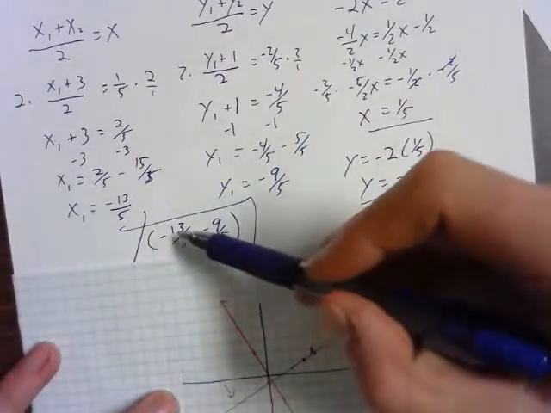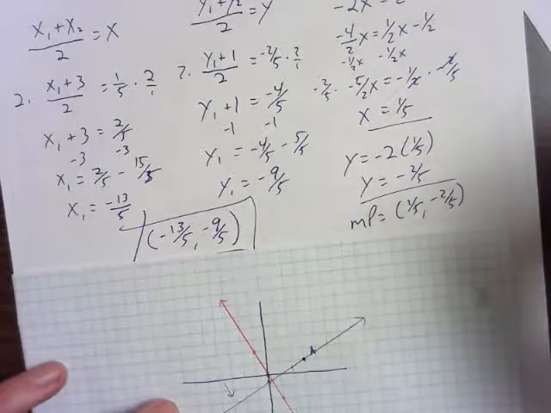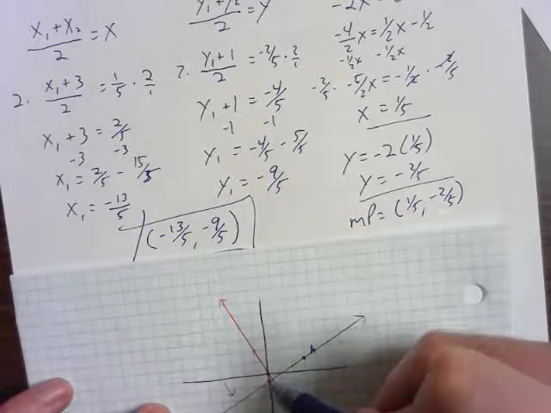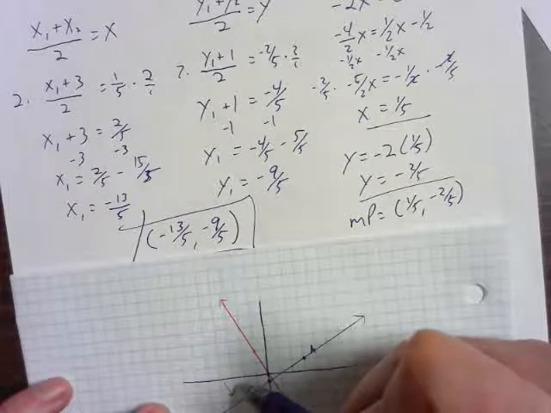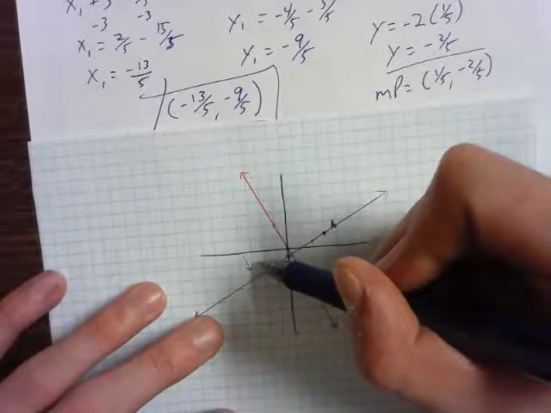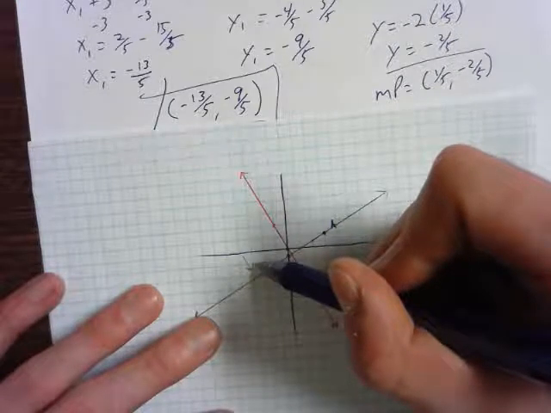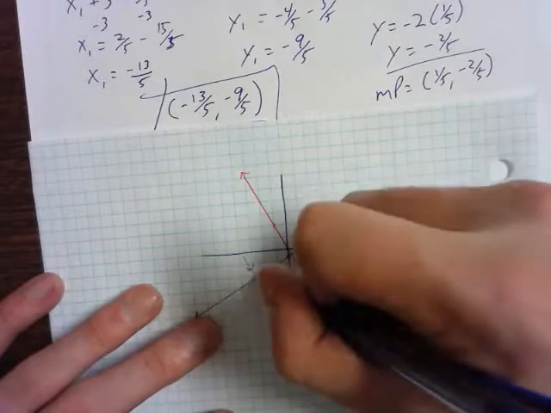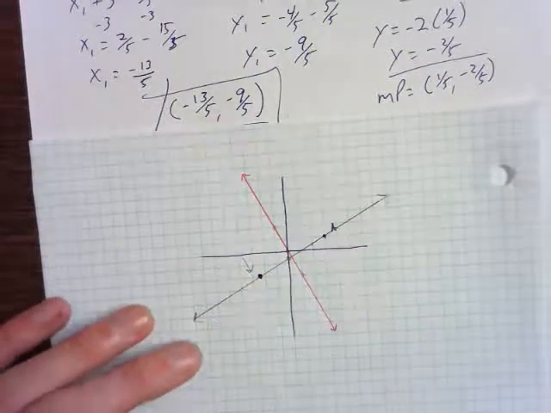If we think about what's going on here, negative 13 divided by 5 is going to be between 2 and 3. It's going to actually be 2 and 3/5, so negative 2.6. It's going to be about here. And I'm going to go down negative 9/5, which is a little bit less than 2. So that's going to put me around right there.